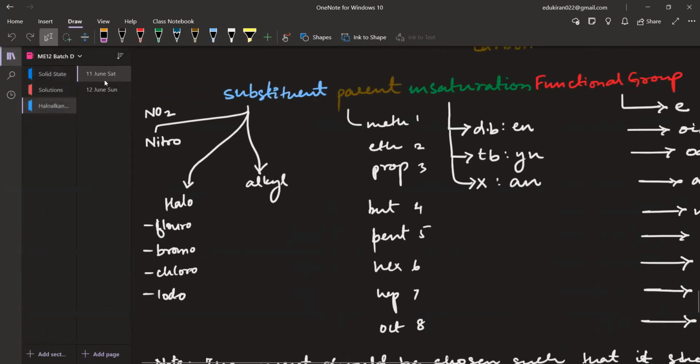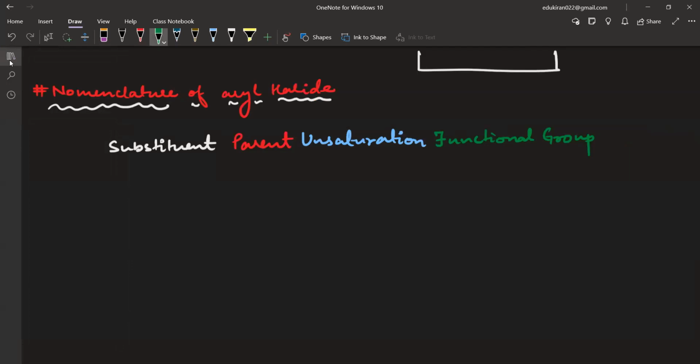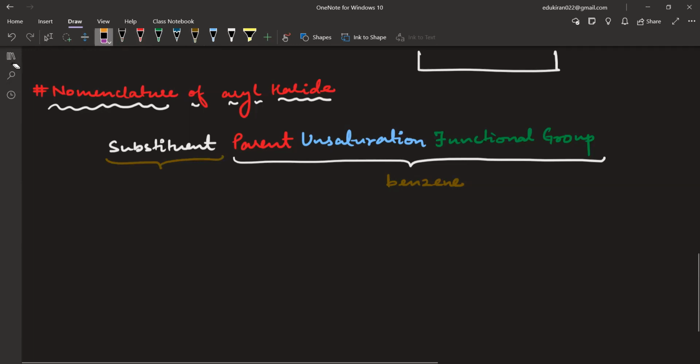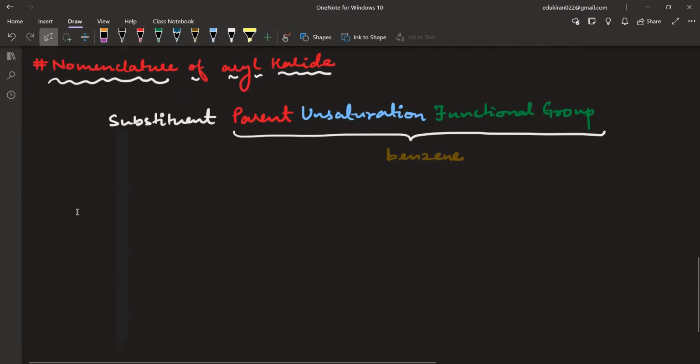But as of now, you just need to know that whenever you see a benzene, all of this, the parent, unsaturation and functional group, boils down to one word, that is benzene. That means it is going to end with benzene. And then you will look at the substituent, whatever is present, and then you will write the name of the substituent. You will understand better if I give you an example.